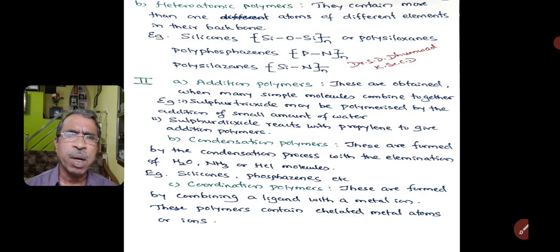Examples of this type are silicones, phosphazenes, etc. The third classification is the coordination polymers. These are formed by combining a ligand with a metal ion. These polymers contain chelated metal atoms or ions.